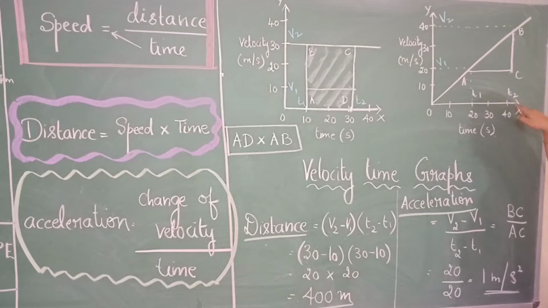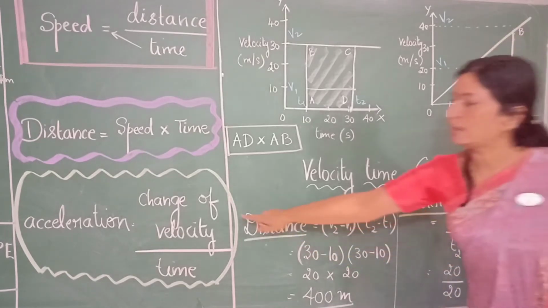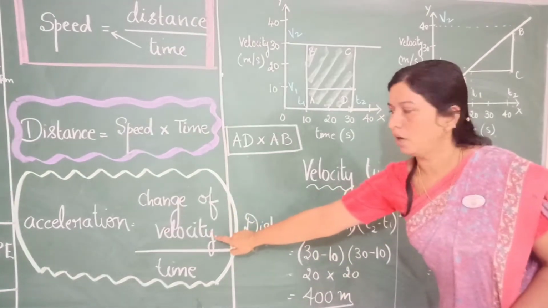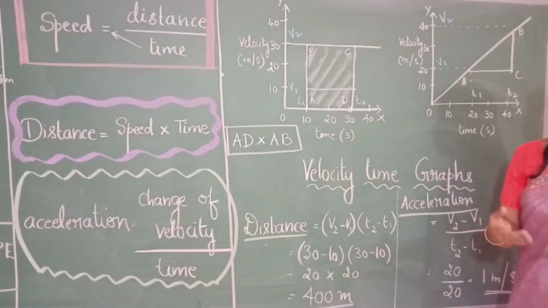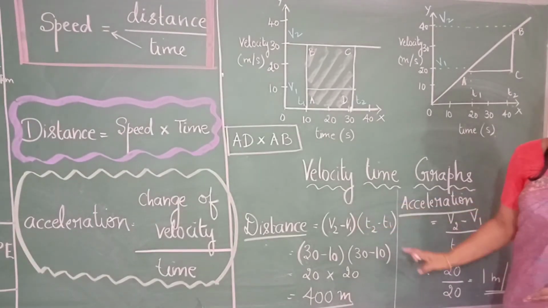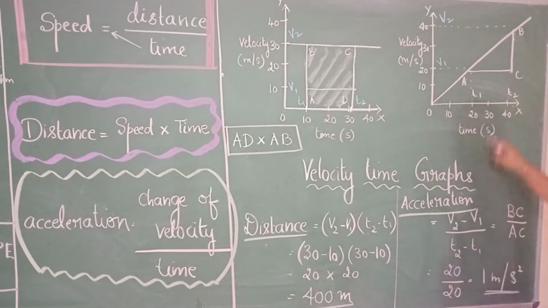Between the time interval t1 and t2, the velocity of the object has increased from v1 to v2. We know that acceleration is nothing but the rate of change of velocity, or change of velocity by time. We have calculated problems using the formula (v minus u) by t. The same thing we are going to calculate here using the graph. The final velocity is v2 and the initial velocity is v1, so acceleration is equal to (v2 minus v1) by (t2 minus t1).